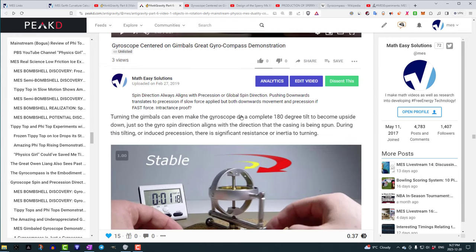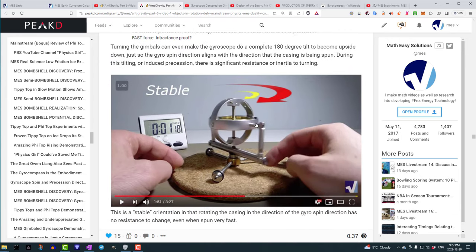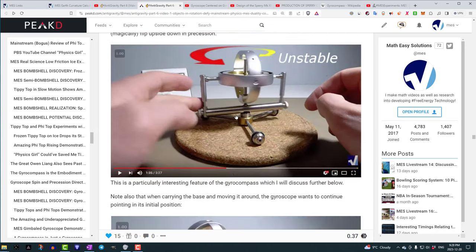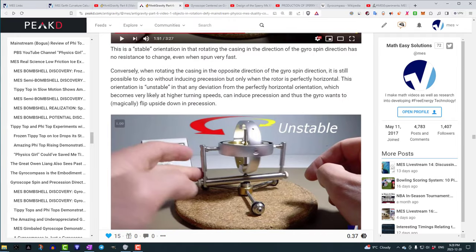And I want to just scroll here. So there's a stable equilibrium right here when these are both in line and you spin it. But if it's spinning this way and then you push it on the opposite side, it's actually unstable. It won't induce precession, but if you have it in any way offset, then you're going to start inducing precession.